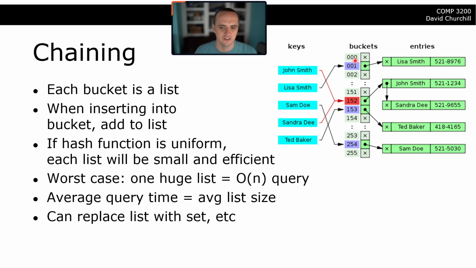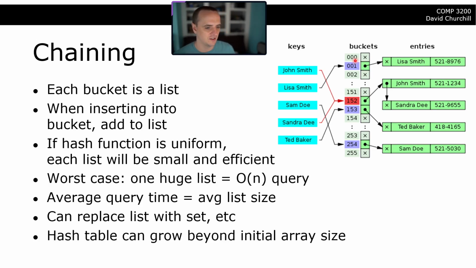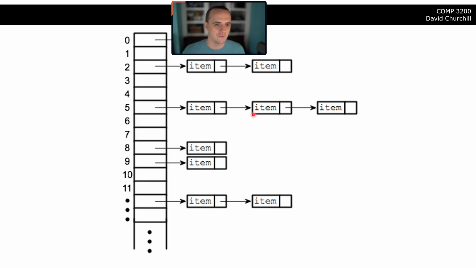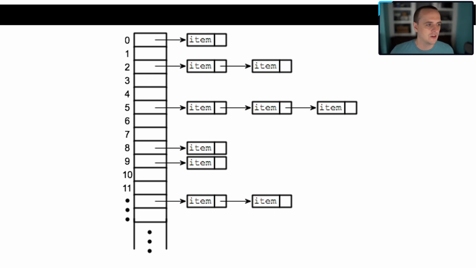And we could replace the lists with a set or some other thing that's more efficient than just a list, but typically chaining is just done with a simple list. And because each bucket is a list, our hash table can grow way beyond the initial array size, right? We could have an array that stores way more items than the things that are in it. So we could have a load factor with chaining that's infinitely larger. Well, not infinite, obviously, we have finite memory, but we could have a load factor that's larger than 1, which seemed counterintuitive at first, but if you think about the implementation of chaining, then it becomes a little more clear.